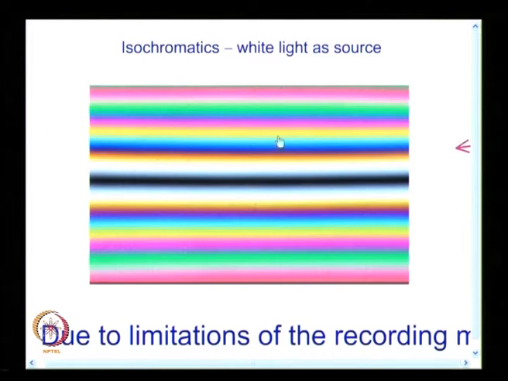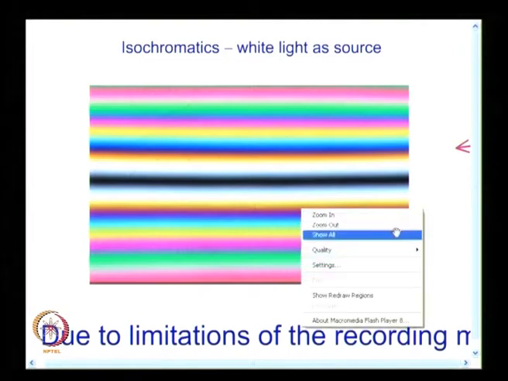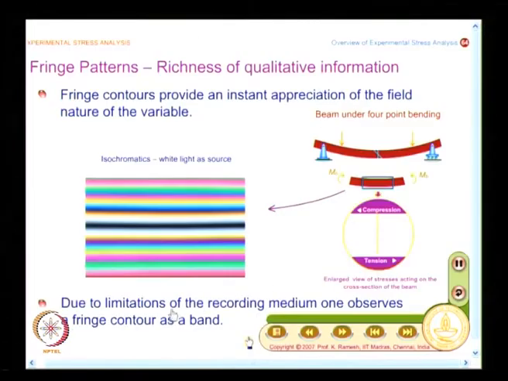And the advantage with color is that using color it is possible to label and order the fringes. And why do you see the contours as bands? You see contours as bands mainly because of the deficiency in the recording medium. If you use a very fine digital camera, you would be able to find the variation in the grayscale and pick out minimum intensity points as a fringe skeleton.